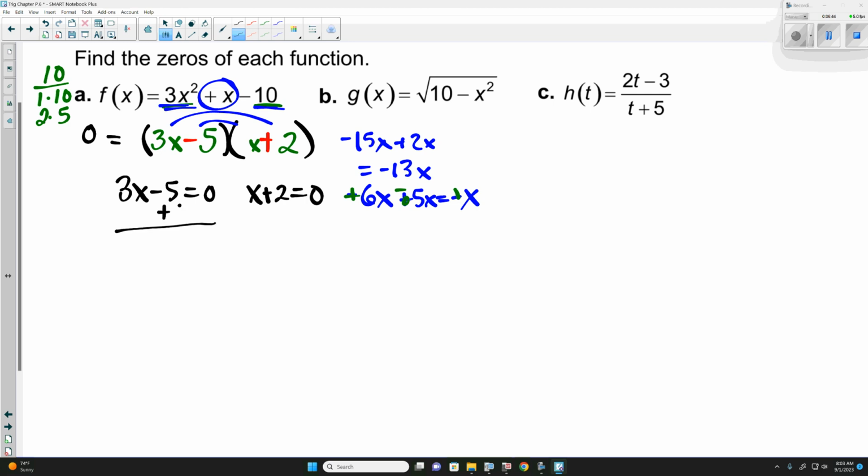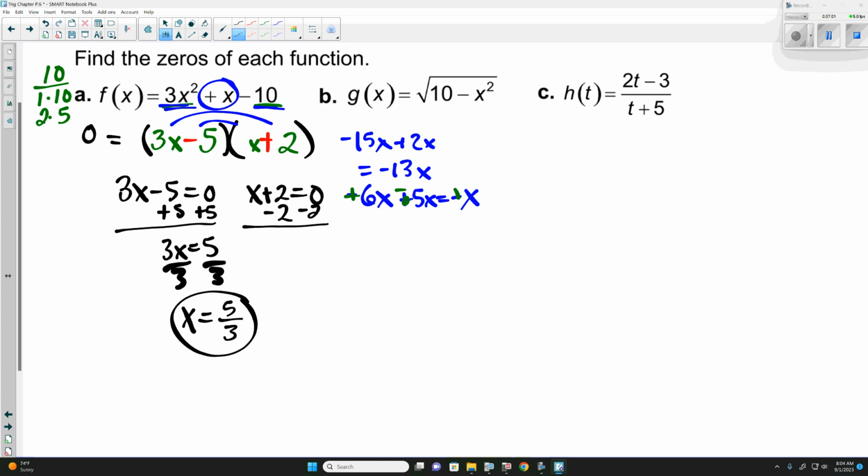Now our first one over here, we can add 5 to both sides, telling us 3x is equal to 5, so x is 5/3. Now the other one, we can subtract 2, telling us x is equal to -2. So 5/3 is 1 2/3.